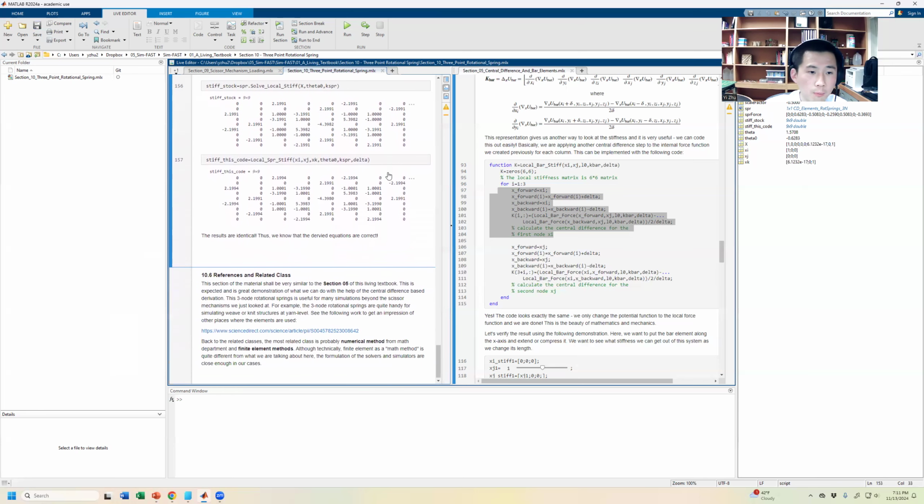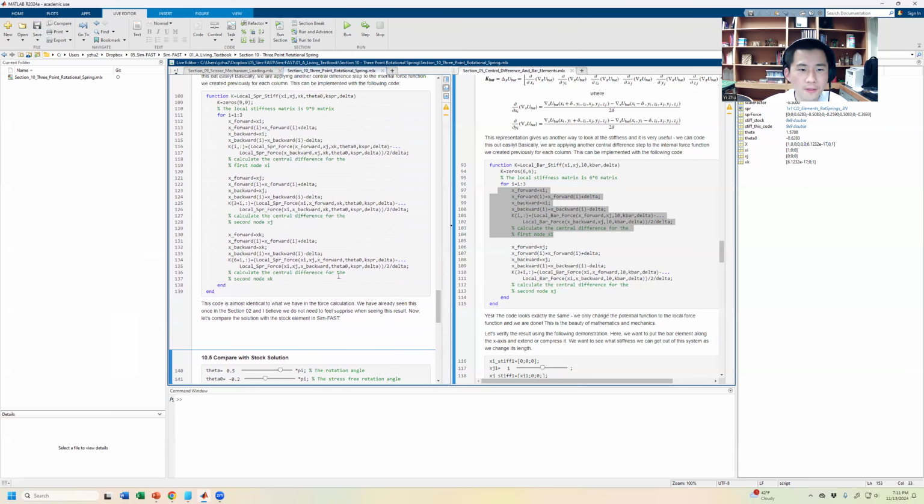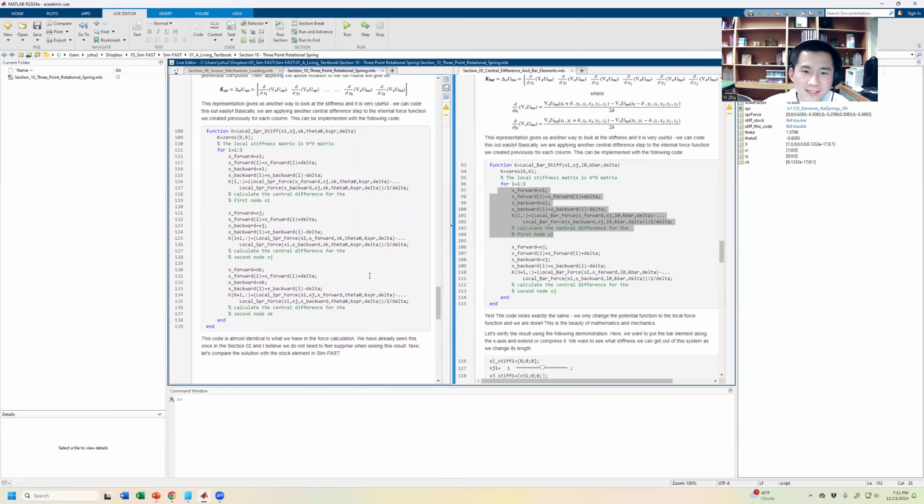So, all right, after you see this code, I really hope that you just pause there for a little bit and really stare at these, compare the section 10 code to the ones that we got in the section 5 code, and you will see that the only thing that's different is the dimension, right? That's really the nice thing about central difference.